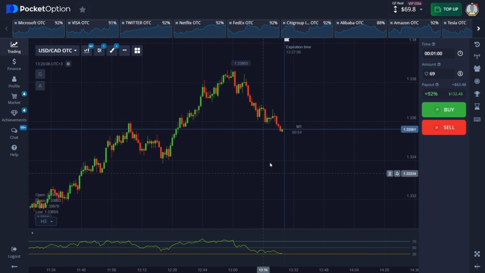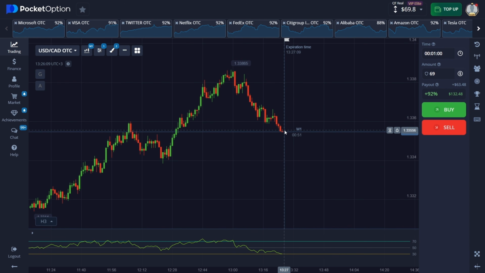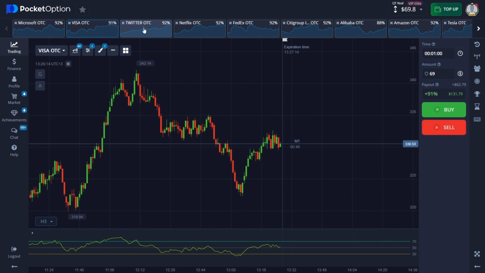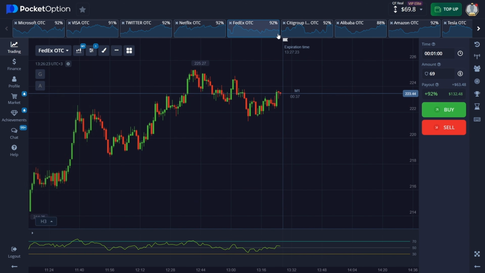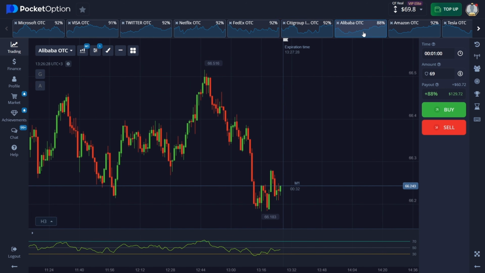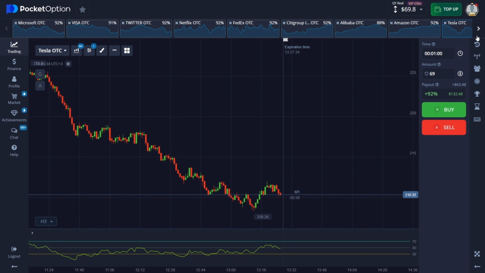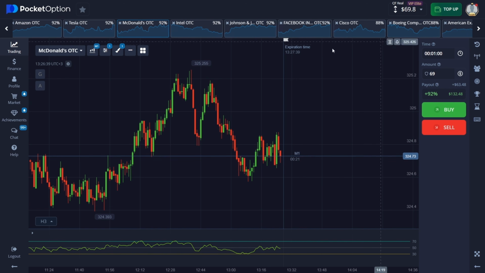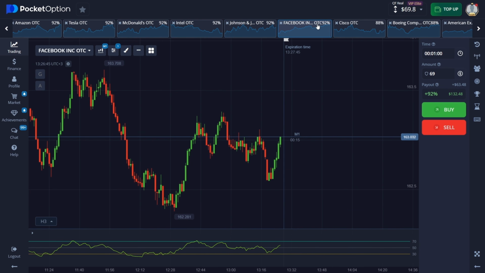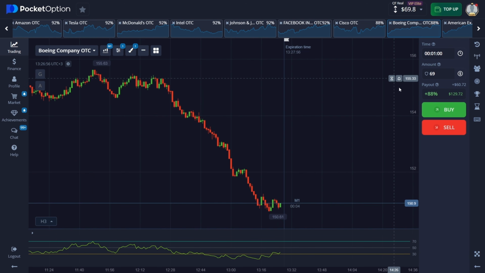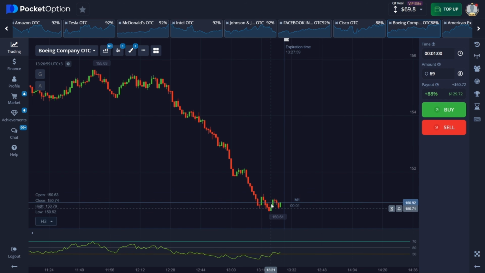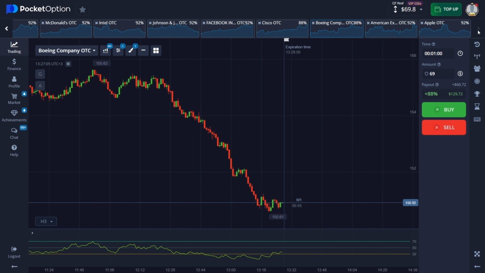As you can see on USD CAD, the candle broke the RSI level, so we will avoid that type of trade. When the candle breaks the RSI, don't take trades, wait for the candle to close near the RSI level of 70 or 30. As you can see on Boeing Company OTC, the candle is already above the RSI level of 30. It broke the level and came back, taking support from the RSI level.